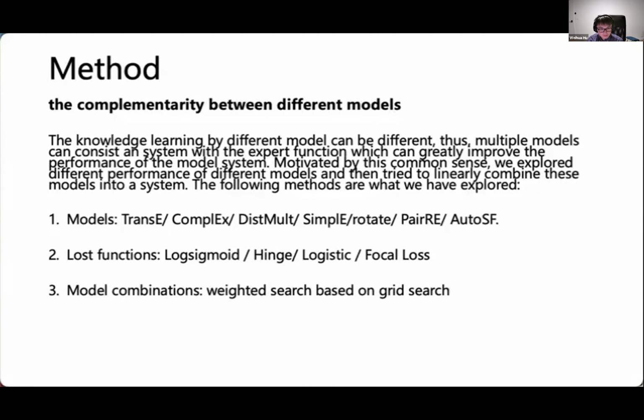The loss functions consist of logistic, focal loss, and for the model combinations we use the weighted search based on grid search.